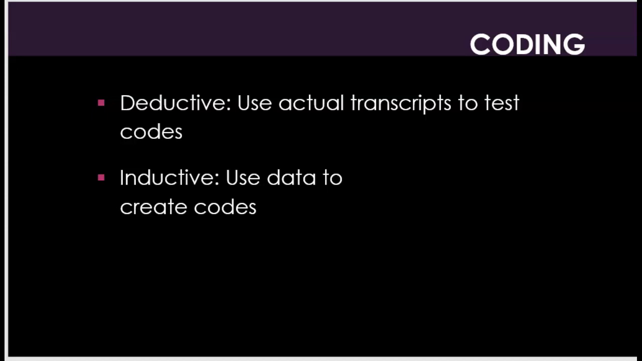So you may find that the list of codes you had initially were actually perfect because that's what you found when you did the interviews. Or you may find that some of those codes don't work, some of those codes need to be changed.